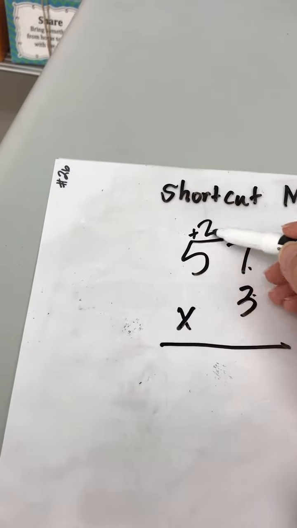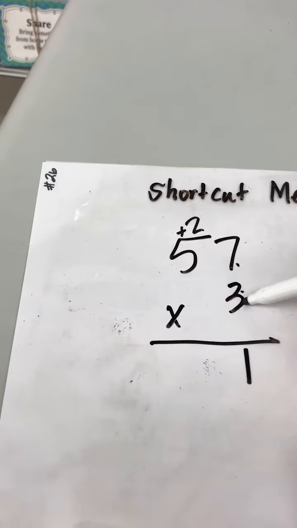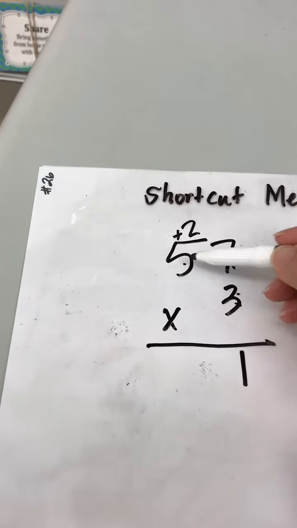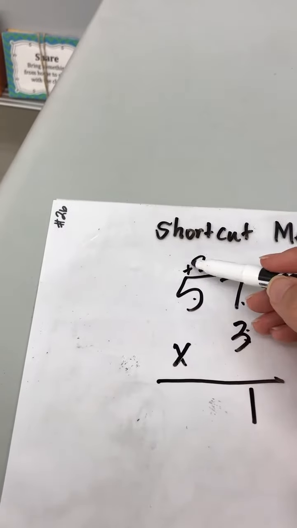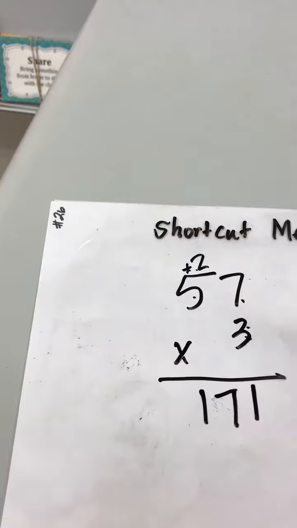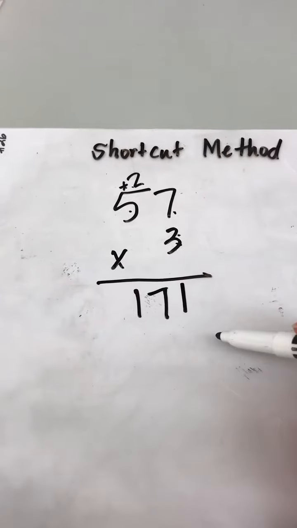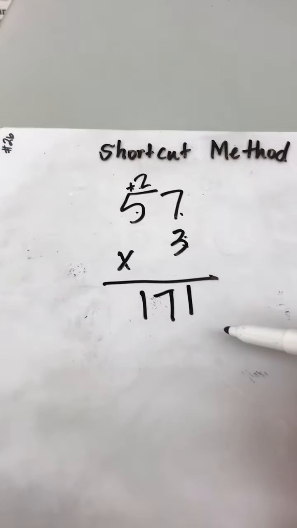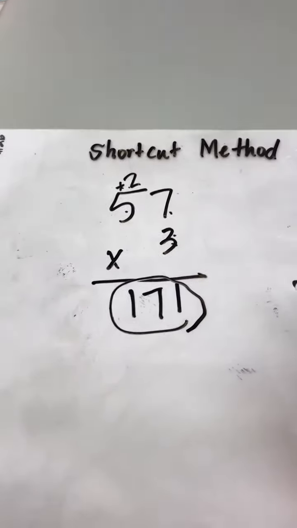So I'm going to put the tens above the tens place and the 1 down below. And now I'm going to multiply the 3 times the tens. So 3 times 5, tens. 3 times 5 is 15. And I'm going to add 2, which makes 17. So you can see how there's not any visuals here to support kids that prefer to learn that way. That's why we usually teach this last, but it is faster for those kids that are ready.